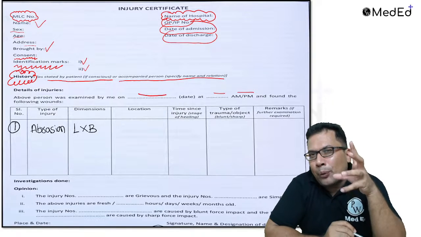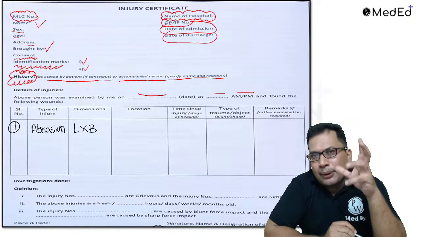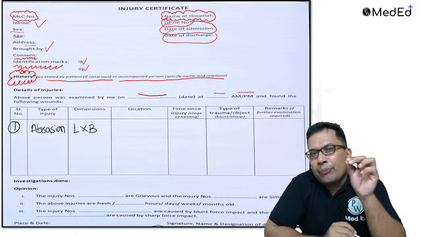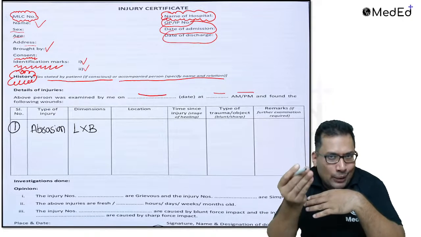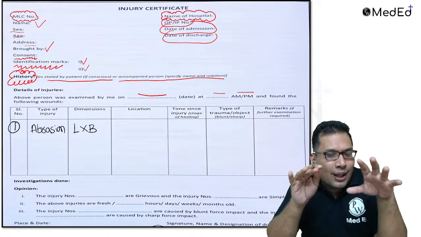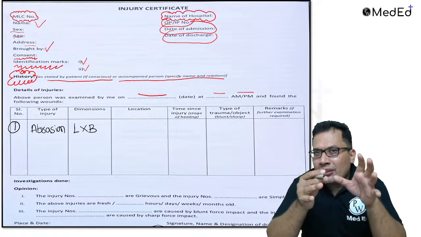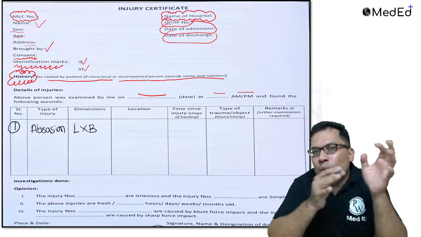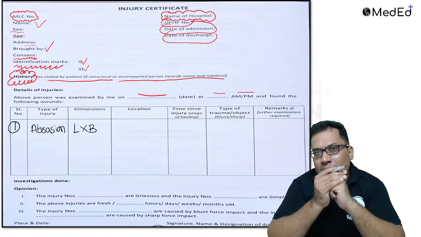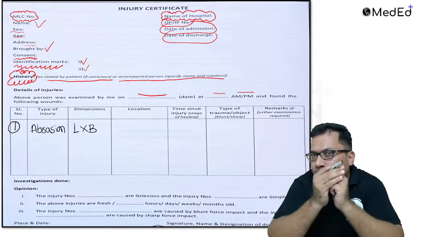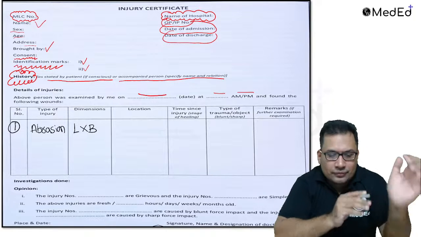How to mention the proper depth? Anyone can you guess? Remember, the proper way of mentioning depth is whether it is skin deep or muscle deep or bone deep or cavity deep. This is how you should mention. A laceration 4 into 2 centimeter, muscle deep or cavity deep, like that, or bone deep. When bone is visible, it is bone deep. So depth should be mentioned in this terminology.